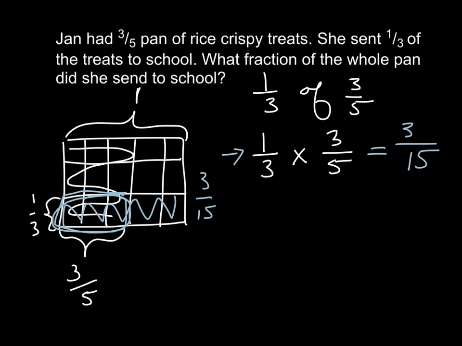3/15 is my answer. However, it's not in simplest form, so I have to take a look at it and say, okay, I can divide both 3 and 15 by 3, and when I do that, 3 divided by 3 is 1, and 15 divided by 3 is 5. And I'm going to show you an alternate way to do this on the next slide.